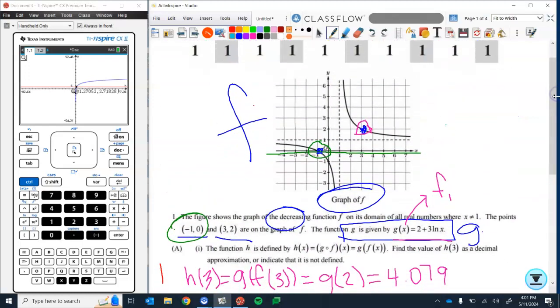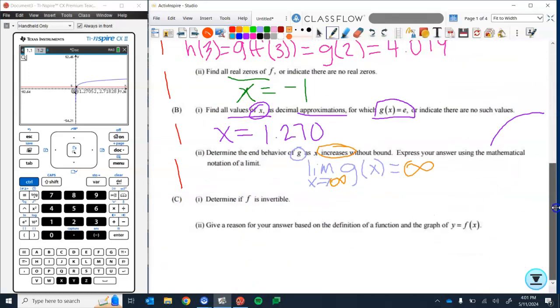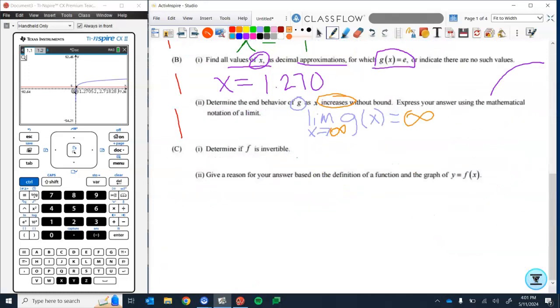Here is F, because this is F. I don't care about G anymore. Is it invertible? Now, if it's invertible, that means I can not only take the inverse, but the inverse is a function. So I know this is a function because it passes the vertical line test. I know the inverse is a function because it passes the horizontal line test. Now, making those statements is not enough to explain it, but it's enough to make it make sense to you. So I can say here that F is invertible.